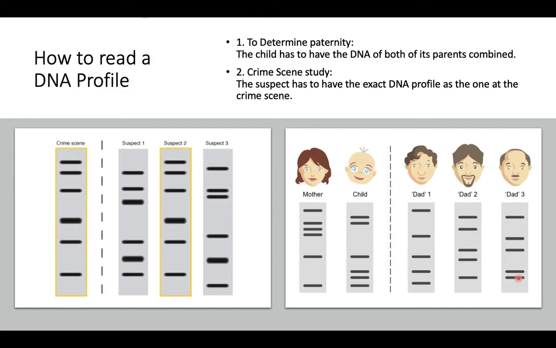So we can say with about 99.99% certainty that dad number 3 is the biological father of this child. And we know that these DNA fingerprints or profiles are acceptable in court.